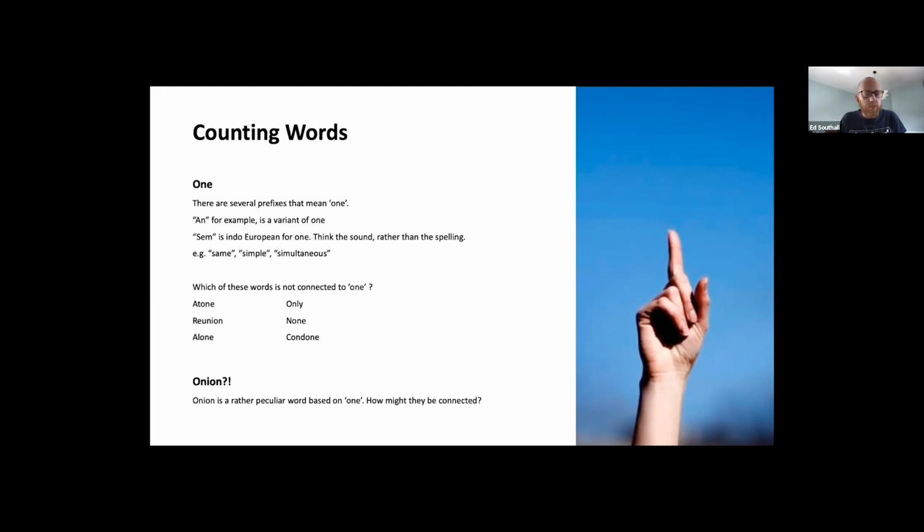So out of those 6 words, the only word there that is not connected to one, even though it looks like it is, is condone. Condone just means, well, don is from donation. So have a think about it. I'm not going to go through each of these, but can you figure out how each of those 5 words that are related to one, how they're related to 1? You know, why would reunion involve the number 1? Why would alone, maybe that one's more obvious, involve the number 1?